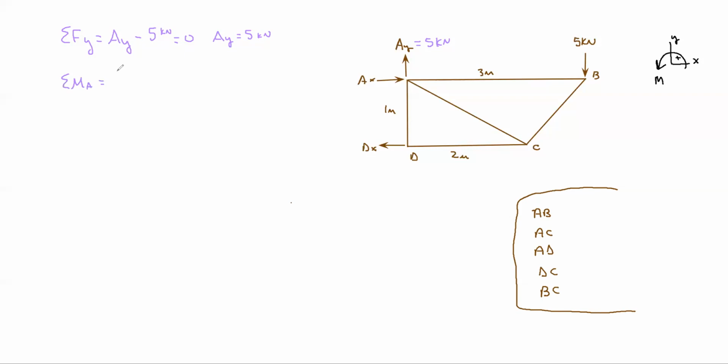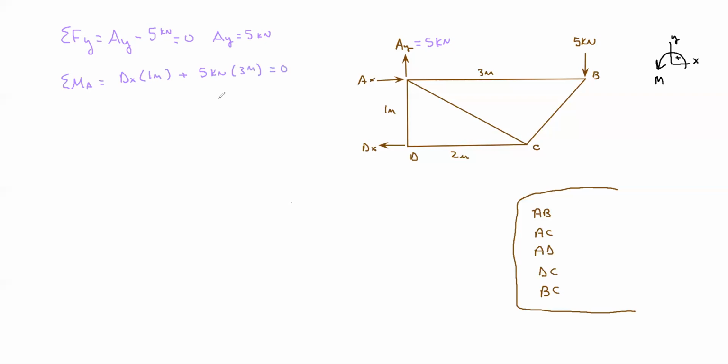That leaves us only with two forces that cause rotation. Let me erase that and see what we have. So we have Dx times the distance. The perpendicular distance between D and point A is 1 meter. That worked out pretty nice. And there's also the 5 kilonewton force over at B. It has a perpendicular distance of 3 meters.